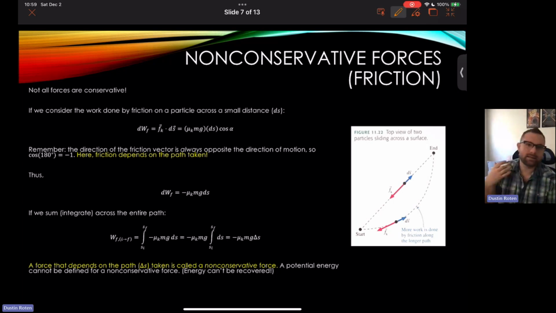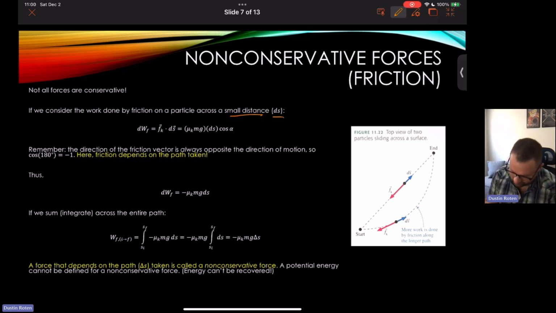Okay, now let's hit non-conservative forces. So not all forces are conservative. I've been hinting at that. So let's think about friction now. So if we consider the work done by friction on a particle across a small distance, okay, so we're using our small distance infinitesimal trick again. Well, okay, small work over small distance.